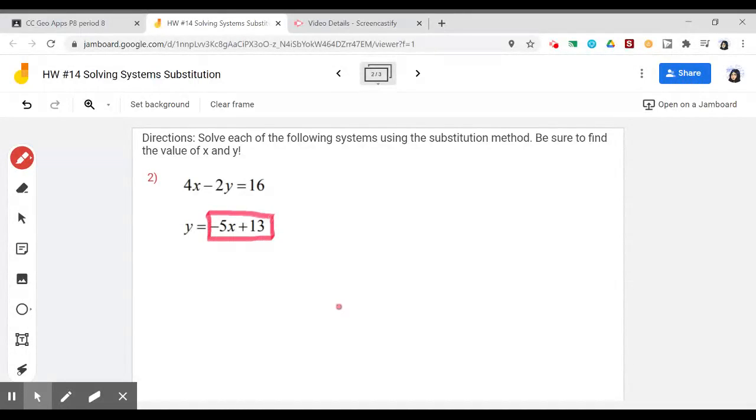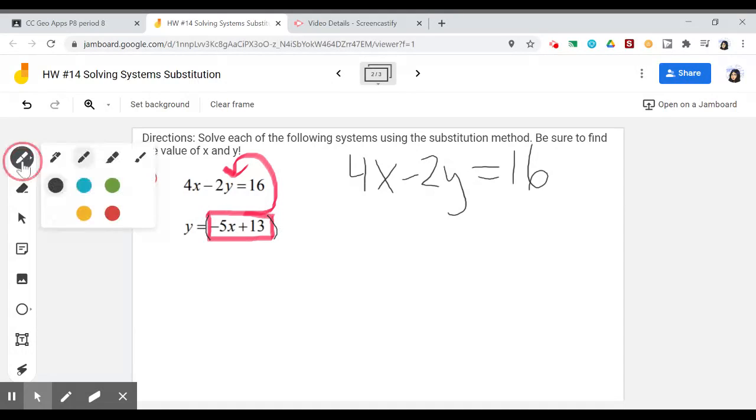This expression is helpful because, as I said before, we can't solve an equation that has two variables in it. But this expression is telling me I could rewrite y as -5x plus 13. That way I wouldn't be writing the equation in terms of two variables anymore. Okay? So I'm going to rewrite 4x minus 2y equals 16. And I'm going to put this in parentheses to make sure that I distribute properly. And I'm going to replace y with that.